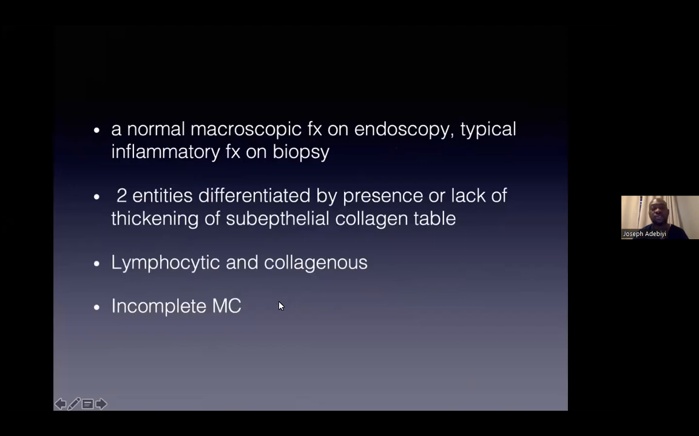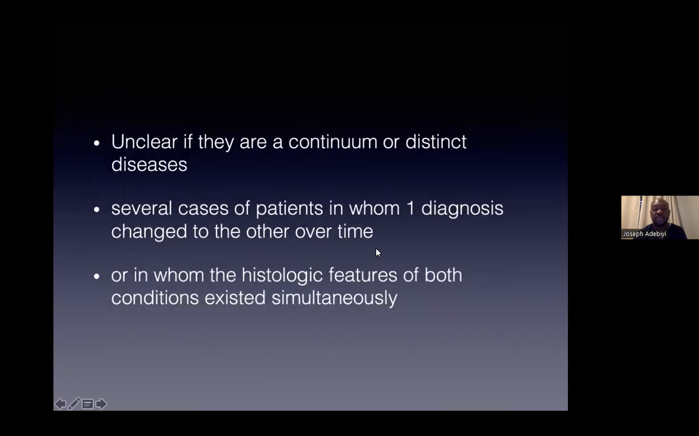It essentially has two well-differentiated histologic entities, which are marked or differentiated by the presence or lack thereof of the thickening of the subepithelial collagen table. And these are essentially lymphocytic and collagenous colitis. There is a third entity which has also been described as an incomplete microscopic colitis. We'll see later on how this differs from the other 2 types of microscopic colitis that have been described.